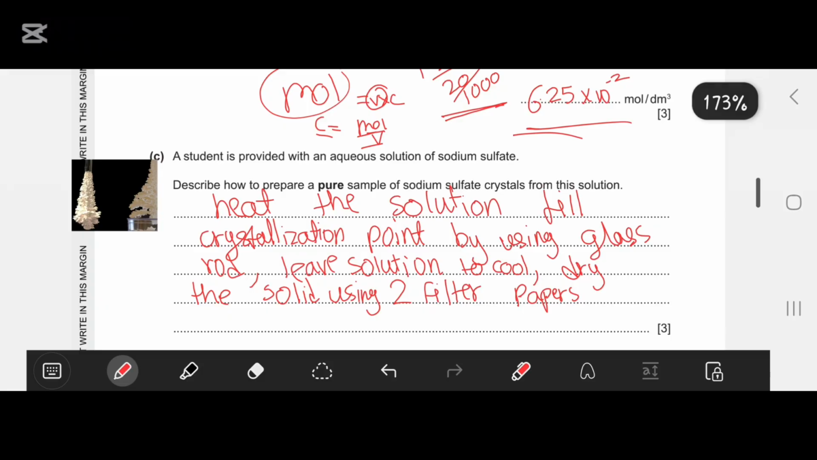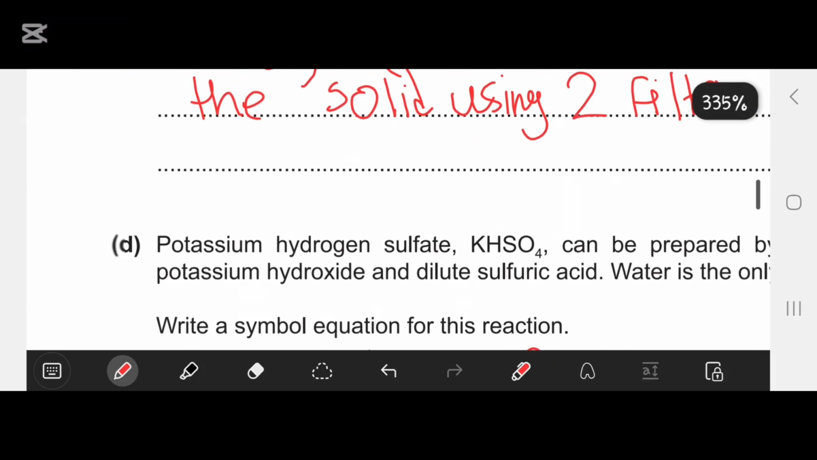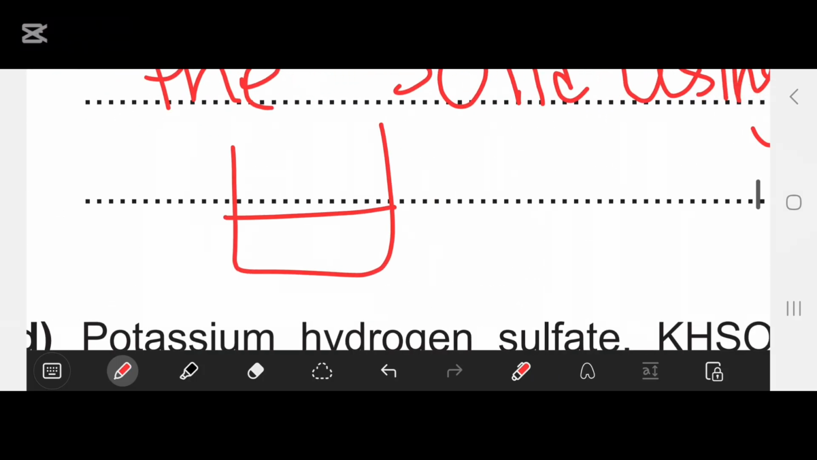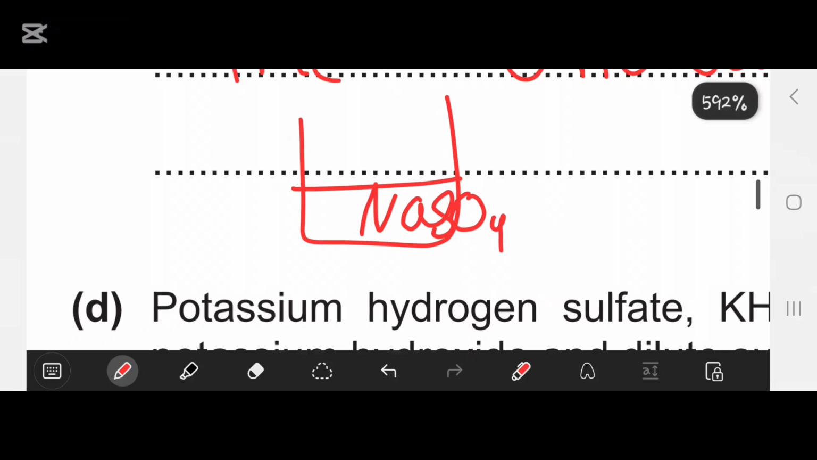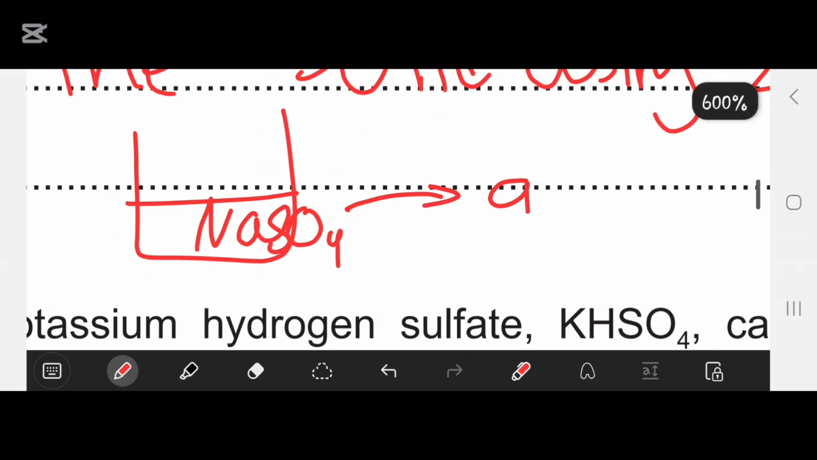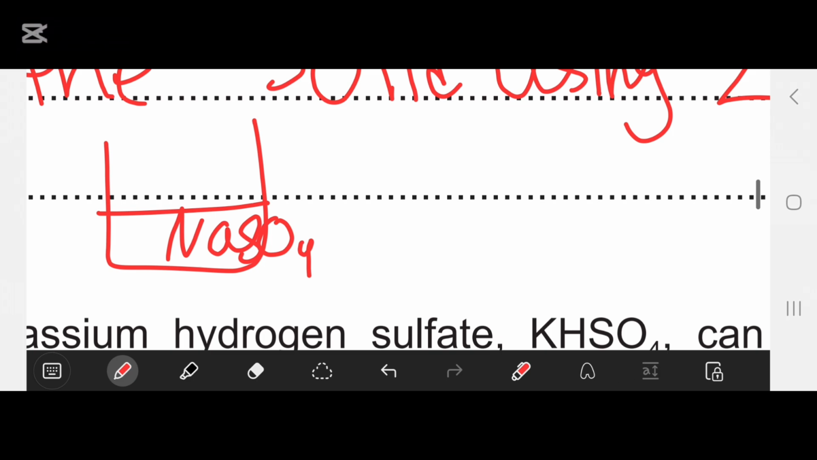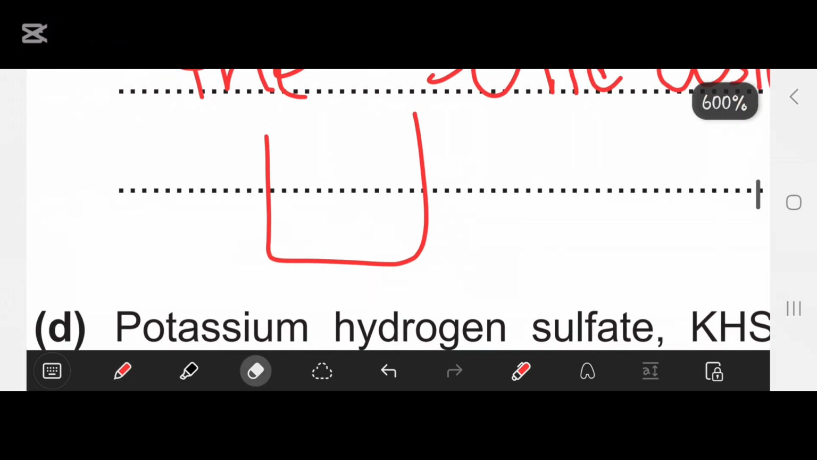Now let's go down. We are provided with an aqueous solution of sodium sulfate. Describe how to prepare a pure sample of sodium sulfate crystals from the solution. Let me show you. We have a solution of sodium sulfate, and we want to turn it to crystals. When we say solution, it means a mix of the soluble solid and water. So this water has particles of sodium sulfate. We will heat.